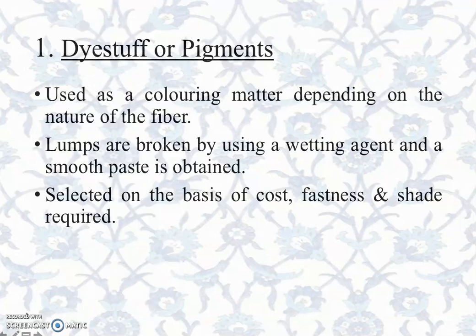First is dyestuff or pigments. They are used as a coloring matter depending on the nature of the fiber composition of the substrates on which the design is to be printed. Lumps are broken by using a wetting agent and a smooth paste is obtained. Selection of the dyestuff or pigment is dependent upon the substrate on which they are going to print, the cost, the fastness and shade which is required.